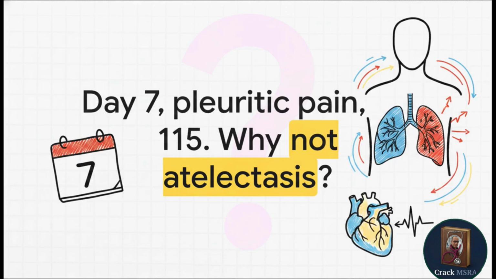Question 4. Post-op day 7, the patient has sudden pleuritic chest pain, a heart rate of 115, and clear breath sounds. Why is this less likely to be atelectasis? Think about the timeline. The late timing of day 7, combined with pleuritic chest pain and marked tachycardia, strongly suggests a pulmonary embolism.